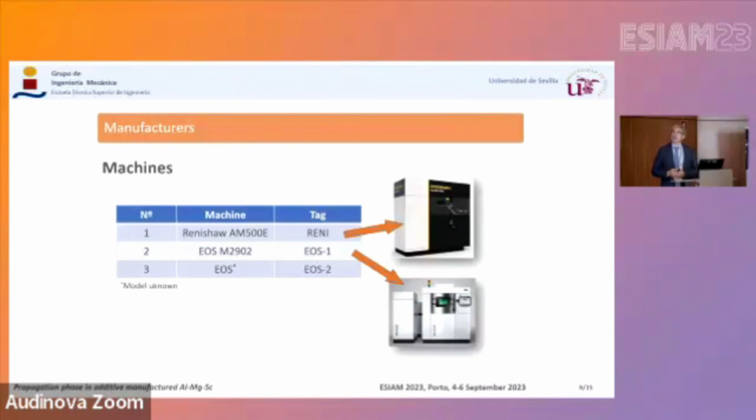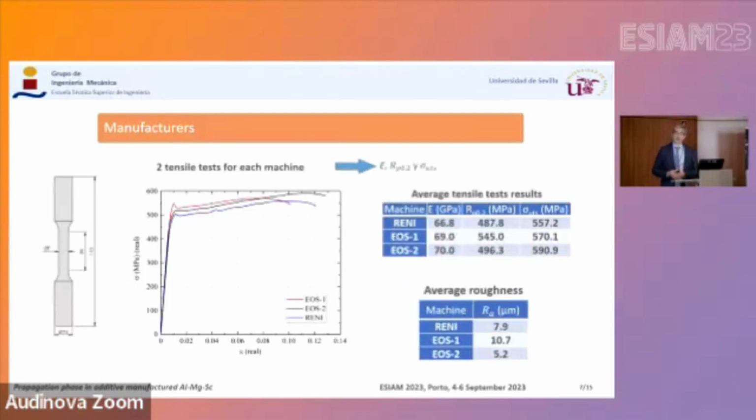These are the 3 machines that fabricated the samples. We call them Erena, EOS 1 and EOS 2. We did the tensile test first. We see here in the graph the average curve for each machine, having more or less similar values. The roughness was influenced by the sandblasting, but was not very different between these 3 groups.